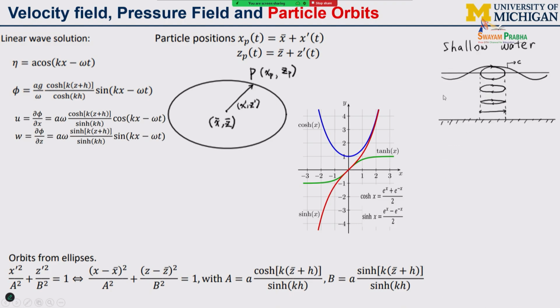And if you look at shallow water, what does it look like? For shallow water, kh is very small, right? Eventually, the A dimension wouldn't change, and the B dimension is the vertical dimension, right? The amplitude quickly decreased.